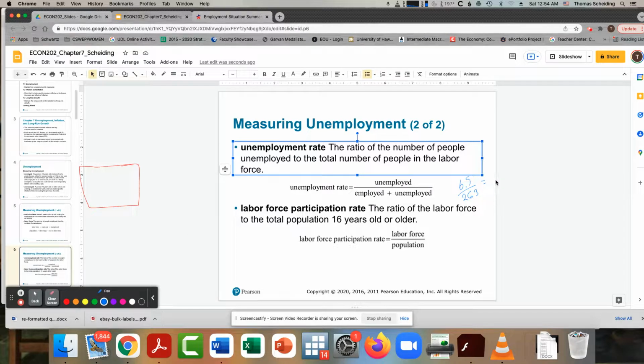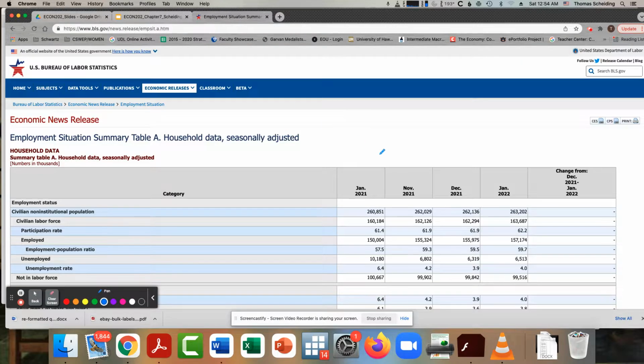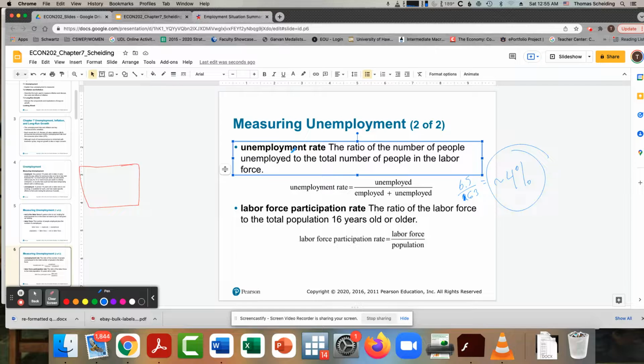Which should get, over 163, not 263. 6.5 divided by 163 gets us approximately a 4% unemployment rate. Let's see if the math works out. There we go, 4% right there. Yeah, and that's pretty close to 100 million, right? 99,516. The numbers are working out.